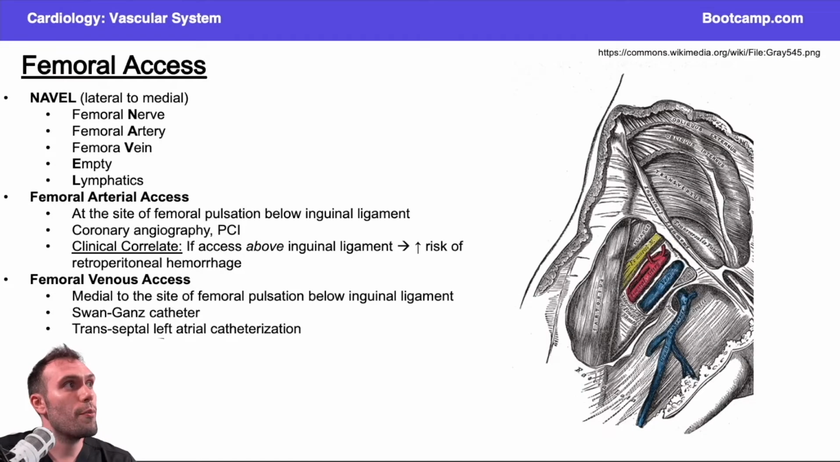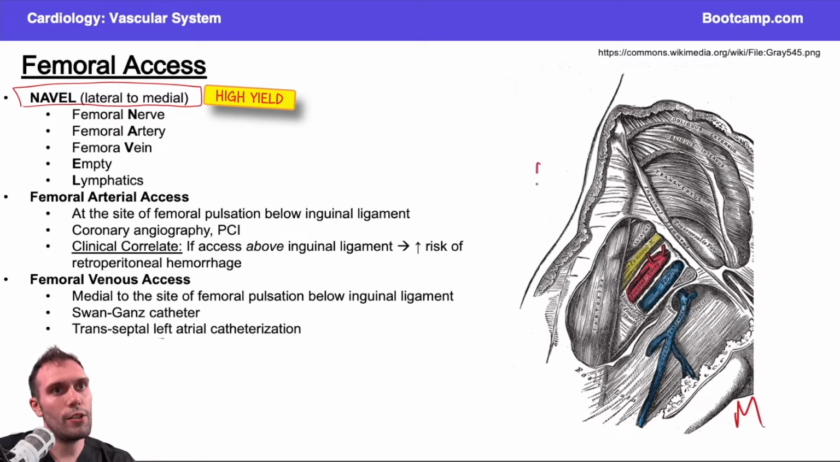Okay, so for femoral access, again, going back to some of the anatomical considerations. NAVEL is particularly high yield to remember when you're talking about the area surrounding the femoral nerve, artery, and vein. So again, let's just get our bearings here. This is medial, and out here is lateral, okay? And you can see that if we're going from lateral to medial, we have our NAVEL, which is the femoral nerve, the femoral artery, the femoral vein.